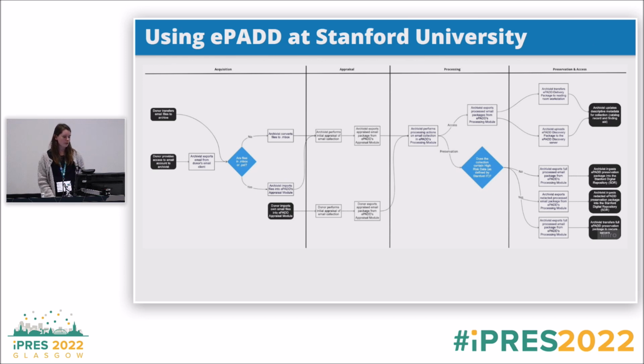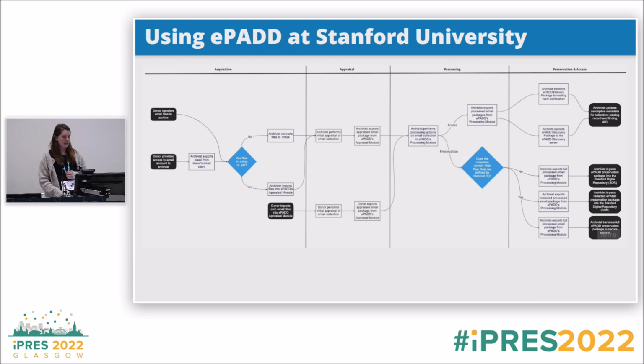Moving on to appraisal, we do all of our appraisal and processing within ePADD. This appraisal is usually with an eye to restricting legally protected information and also information that Stanford IT deems as high risk. That's their data classification for data that needs to be handled specially. That would include active social security numbers, medical information, student information, that type of thing.